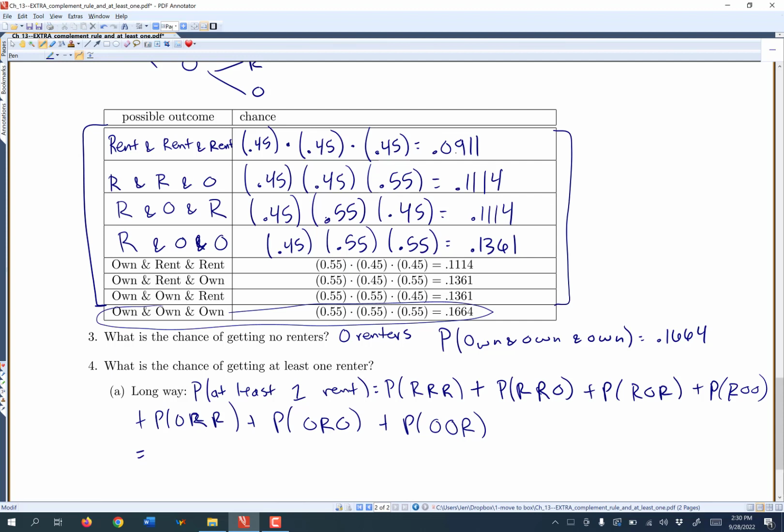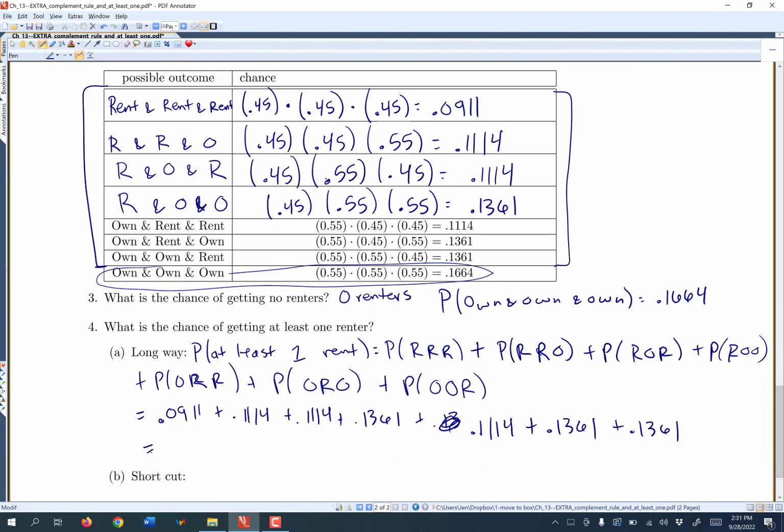So rent, rent, rent was 0.0911. So we'll do 0.0911 plus 0.1114 plus 0.1114 plus 0.1361 plus 0.1114 plus 0.1361 plus 0.1361. If I wrote them all down correctly, I put it all into my calculator and I get 0.8336. So you can do at least 1 the long way, but you have to find every other possible outcome for at least 1.